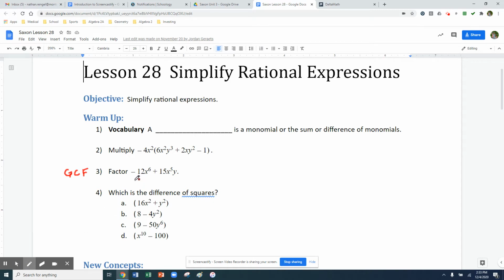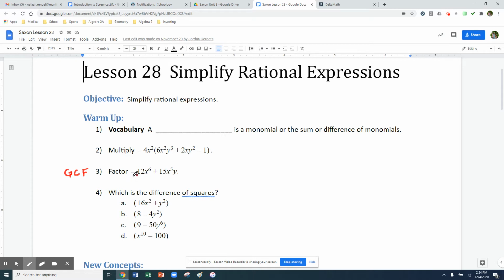In problem 3, we are going to factor using a GCF. So GCF stands for greatest common factor. So we are going to look at all of our terms. We're going to look at a number that both numbers can be divided by. Then we're also going to look for any variables that they have in common because we're looking for the greatest common factor. So looking at negative 12 and 15, I can see 12 and 15 are both divisible by 3. So that means they have a factor of 3.